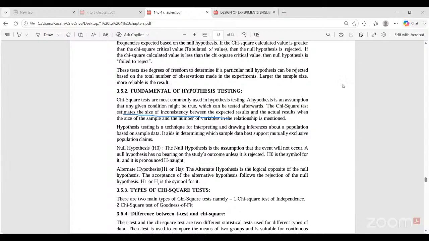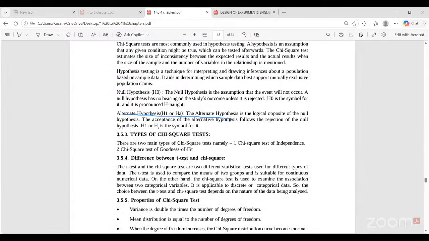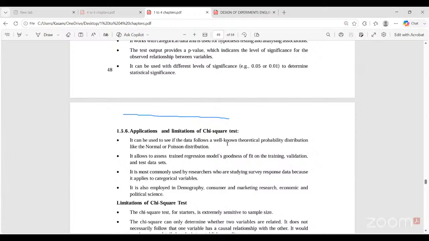Here also we take a null hypothesis and an alternative hypothesis. Types of chi-square test: chi-square test of independence and goodness of fit. These are the properties of the chi-square test and applications of the chi-square test that you have to study. It can be used when the data follows a well-known theoretical probability distribution, such as the normal and Poisson distributions.